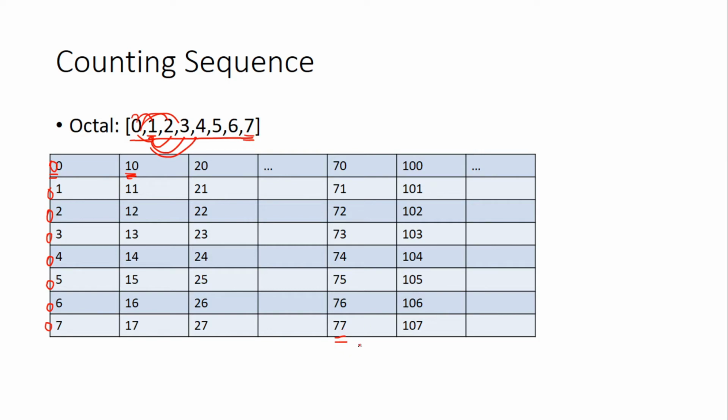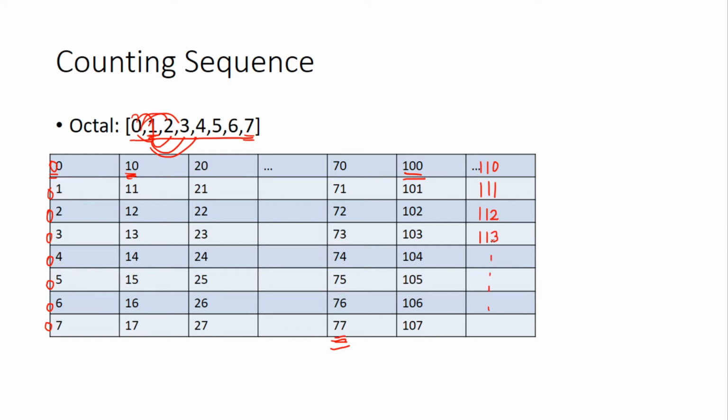Then what we do is we start writing 3-digit permutations. So after 77, because we have exhausted all 2 digits, we move to the 3-digit permutations, starting with 1 here. So we write the usual 100, 101, 102, 103, 104, 105, 106, 107, and after 107, what we will have is 110, 111, 112, 113, and so on.